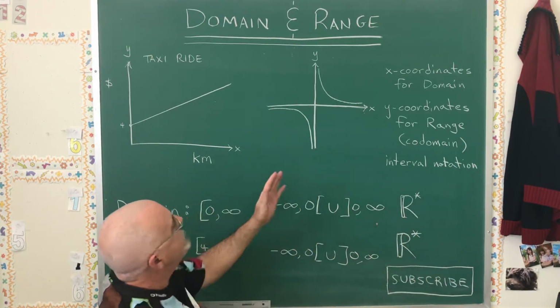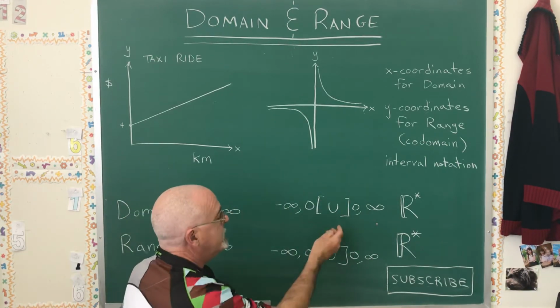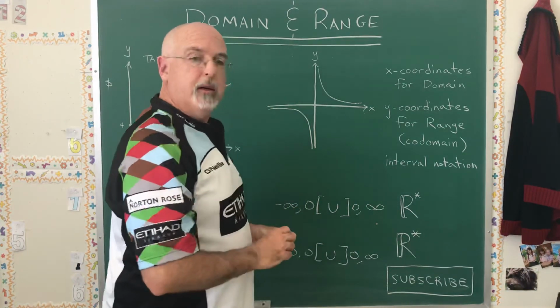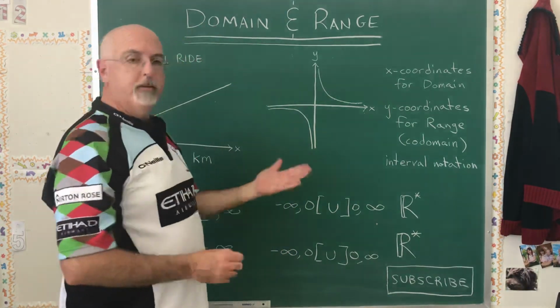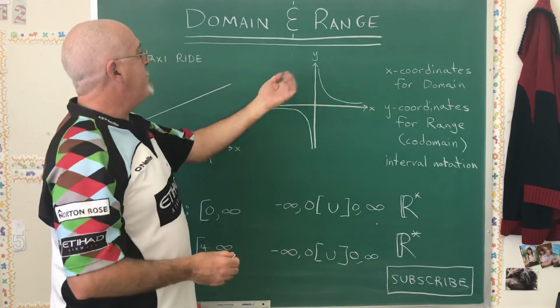So the domain and range of this inverse function are all real numbers except 0, which can be expressed in either of these two ways. Remember, if you're asked for codomain, you're being asked for the range. So it's just another word to know in the terminology about domain and range.